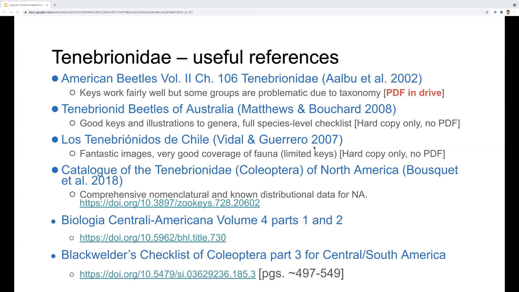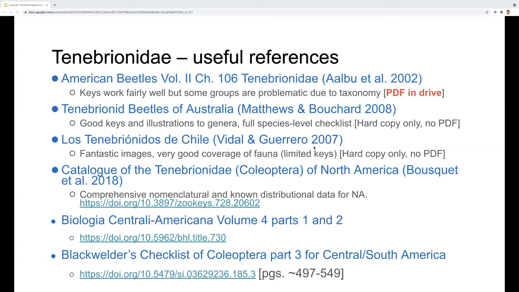And so lastly, we just want to talk about a few useful references that are out there and what we're going to be referring to and trying to structure a lot of this workshop around. So first we have the book American Beetles, the second volume, chapter 106, Tenebrionidae, Aalbu et al., 2002. That PDF is in the Google Drive. And the keys are very good.